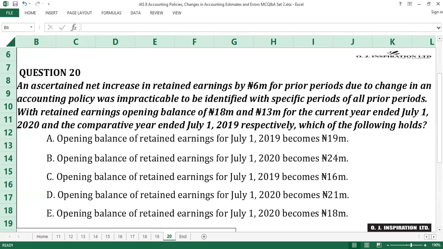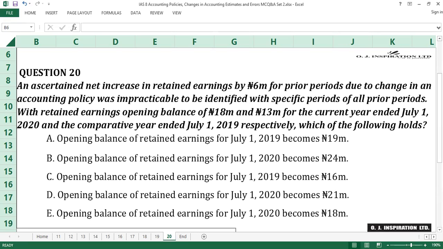Question number 20. The answer to question number 20 is B. Opening balance of retained earnings for July 1, 2020 becomes 24 million naira. Where it is impracticable to determine the period-specific effects of change in an accounting policy on comparative information for one or more prior periods presented, an entity applies the new accounting policy to the current amount of assets and liabilities at the beginning of the earliest period for which retrospective application is practicable, which may be the current period, and makes corresponding adjustment to the opening balance of each affected component of equity for that period.